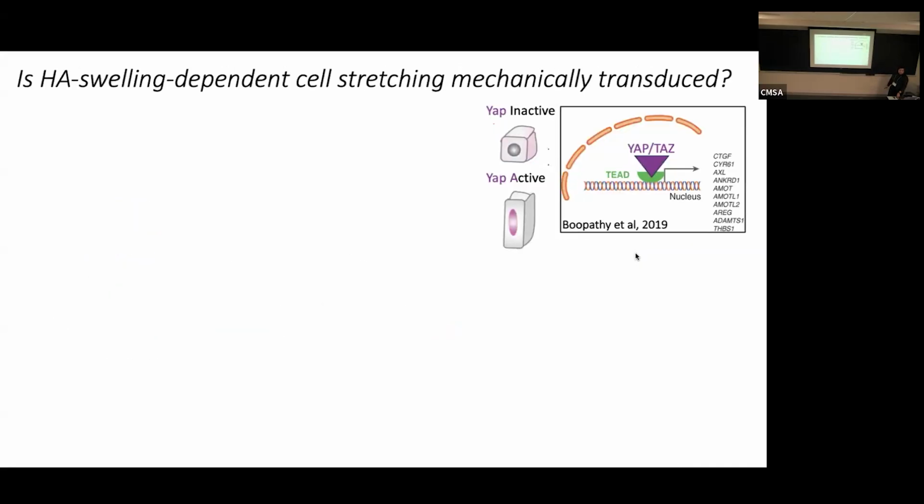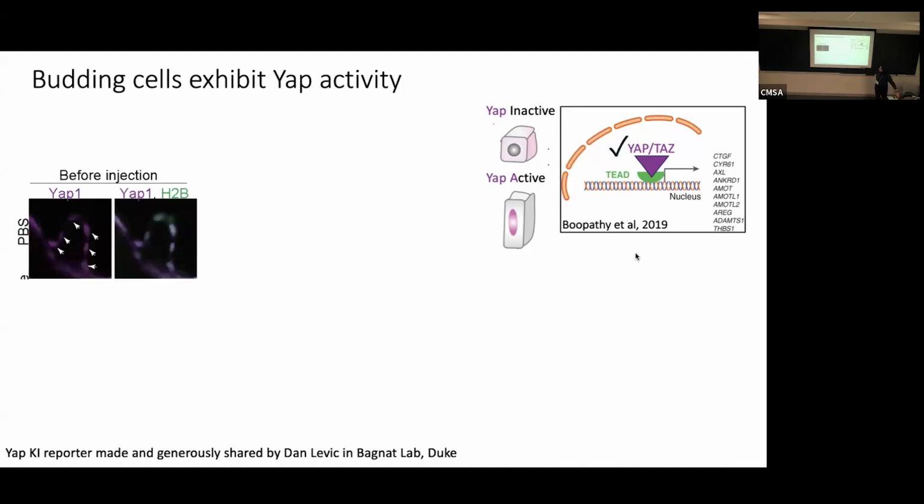So we wondered, can this stretch be mechanically transduced? And a candidate, sort of an obvious candidate we had in mind was this transcription co-activator YAP that can respond to mechanical cues, including ECM stiffness, compressive or expansive forces. And our neighboring friend lab, Michel Bagnat, generously shared a knock-in reporter line with us. And indeed, we see, one thing I didn't mention, YAP, when activated by these mechanical cues, gets dephosphorylated and goes to the nucleus. So nuclear YAP is reflective that it's active.